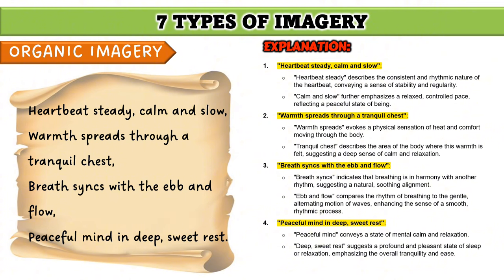Heartbeat steady, calm, and slow. Heartbeat steady describes the consistent and rhythmic nature of the heartbeat, conveying a sense of stability and regularity. Calm and slow further emphasizes a relaxed, controlled pace, reflecting a peaceful state of being.